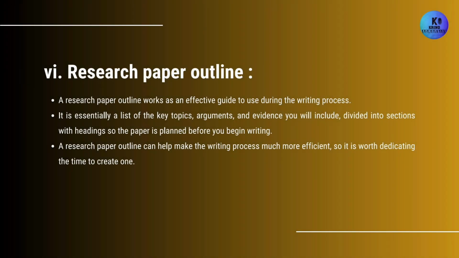Step 6 is creating a research paper outline. Think of this as your blueprint. A good outline breaks your paper into sections with headings and subheadings, listing the main points and evidence under each. This helps you to stay organized and ensure your arguments are logically arranged. Although you may change it later, having a solid outline makes the writing process smoother and less overwhelming.